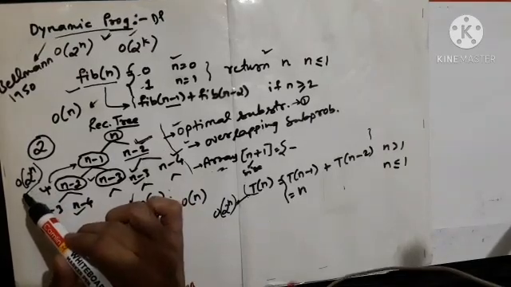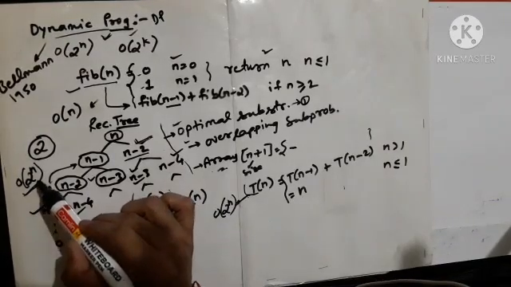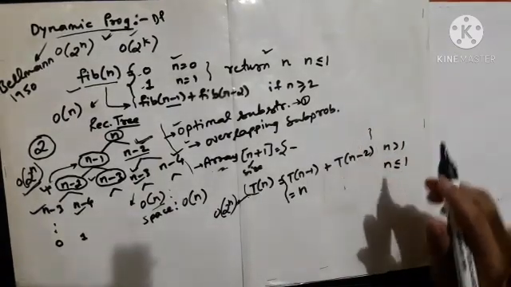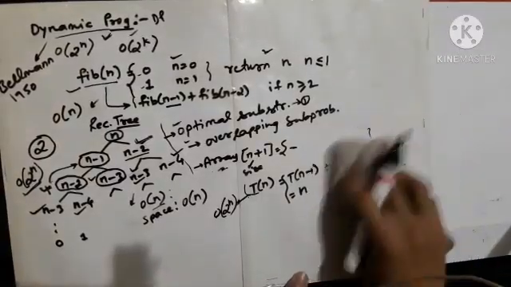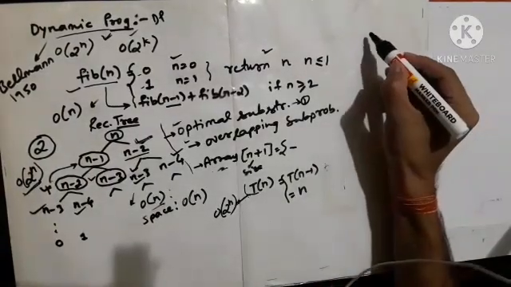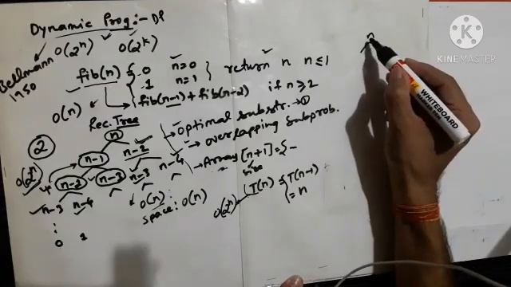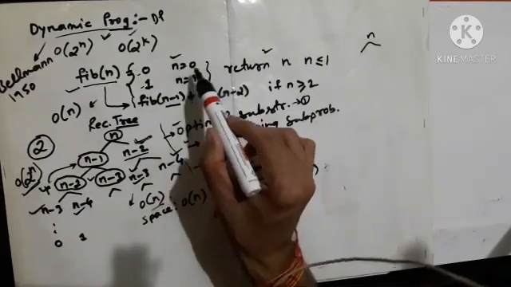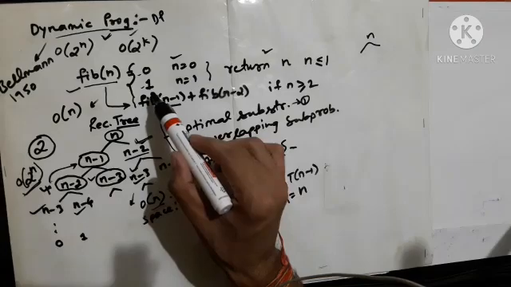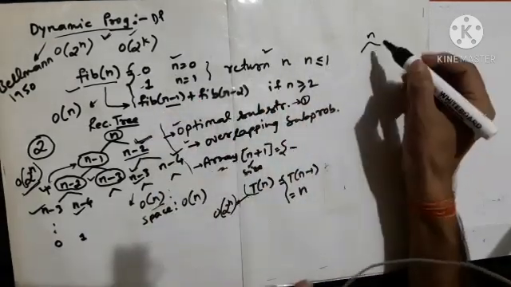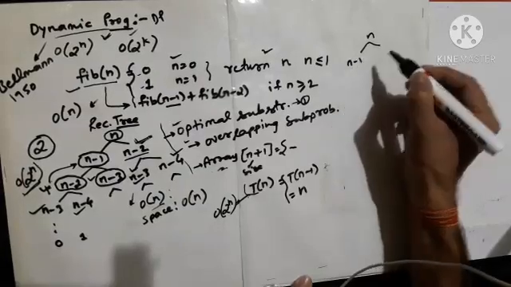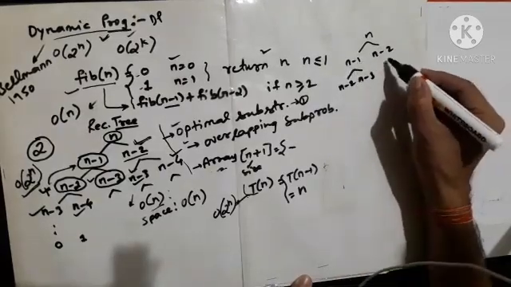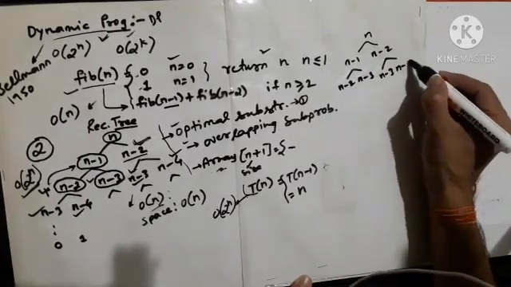So let me tell you once more how this big O of 2 to the power n comes. Suppose there is n. If n is 0 or 1, then I am going to return n. If n is 0, I return 0, and if n is 1, I return 1. Suppose n is not 0 or 1, then I am going to call for n minus 1 and n minus 2, and this will again call n minus 2, n minus 3 if it is not 0 or 1, and it is also doing the same thing, and so on and so forth.